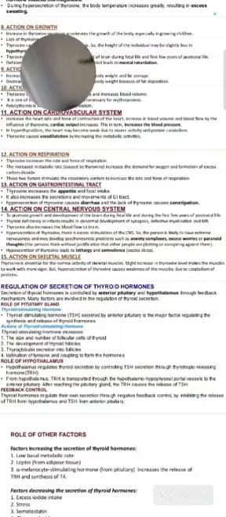Then next will be about the regulation of secretion of thyroid hormones. So the thyroid hormones, namely thyroxine, T4, T3 and calcitonin, are secreted by the thyroid gland, and how is it regulated in normal conditions. So the secretion of thyroid hormones is controlled by the anterior pituitary gland as well as the hypothalamus through the feedback mechanism.